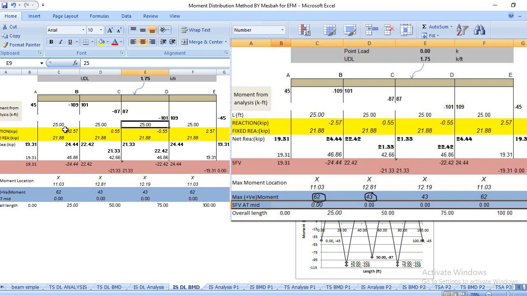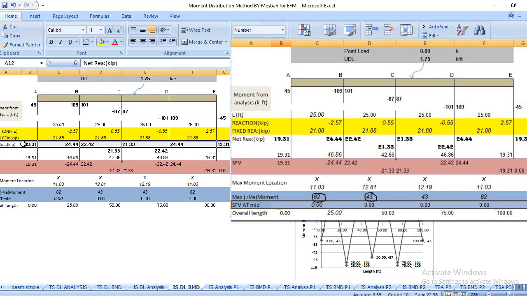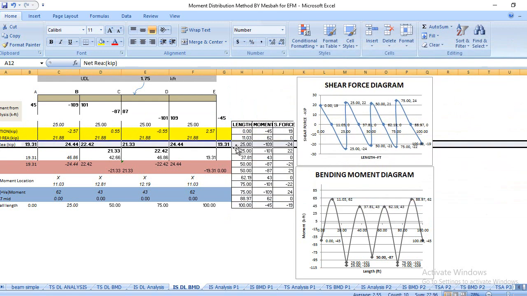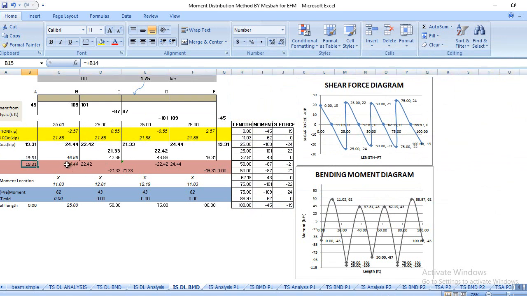These are the reactions which I already shared. These reactions and these reactions I already shared with you, and these are the net reactions. Now after that, these are the shear force values, and these are the maximum point. These are the distances at the point where shear becomes 0.